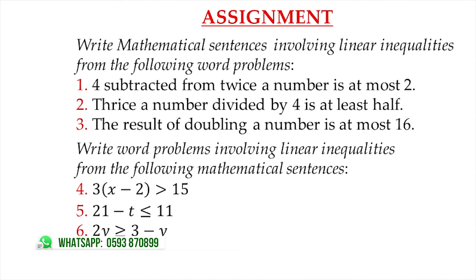The first one, 4 subtracted from twice a number is at most 2. The second one, thrice a number divided by 4 is at least half. And the third one, the result of doubling a number is at most 16. That's the first part. And the second part, you have to write word problems involving linear inequalities from the following mathematical sentences. The fourth question, we have 3 in bracket x minus 2 bracket close greater than 15. And then 21 minus t less than or equal to 11. That's the fifth one. And the sixth one, we have 2y greater than or equal to 3 minus y.